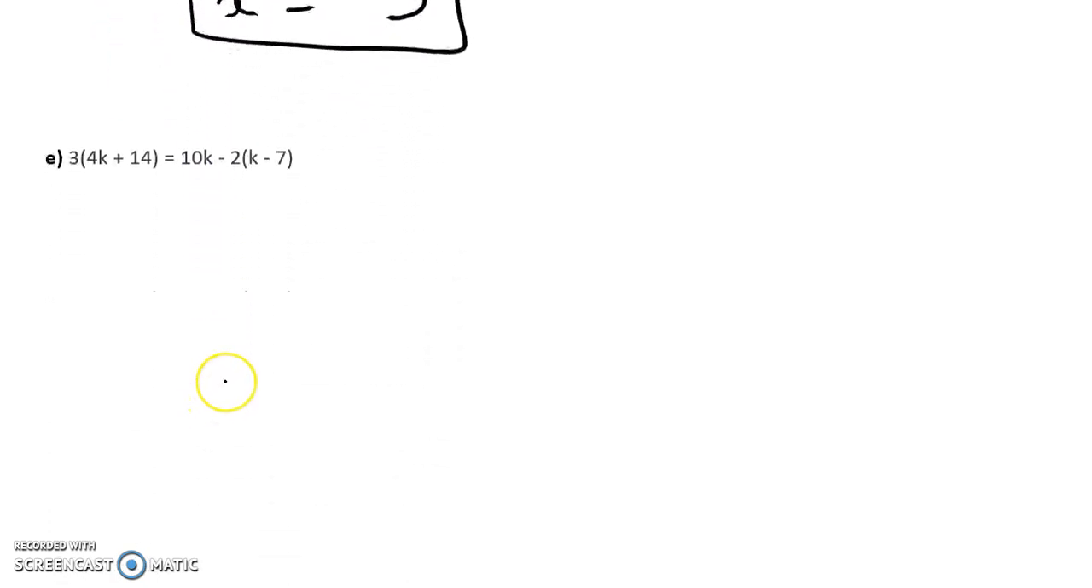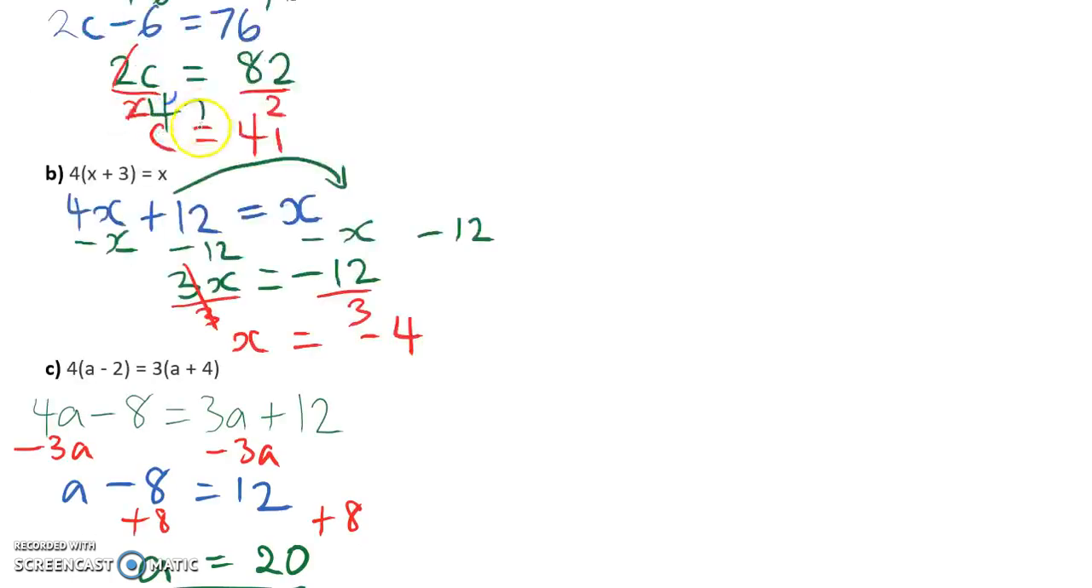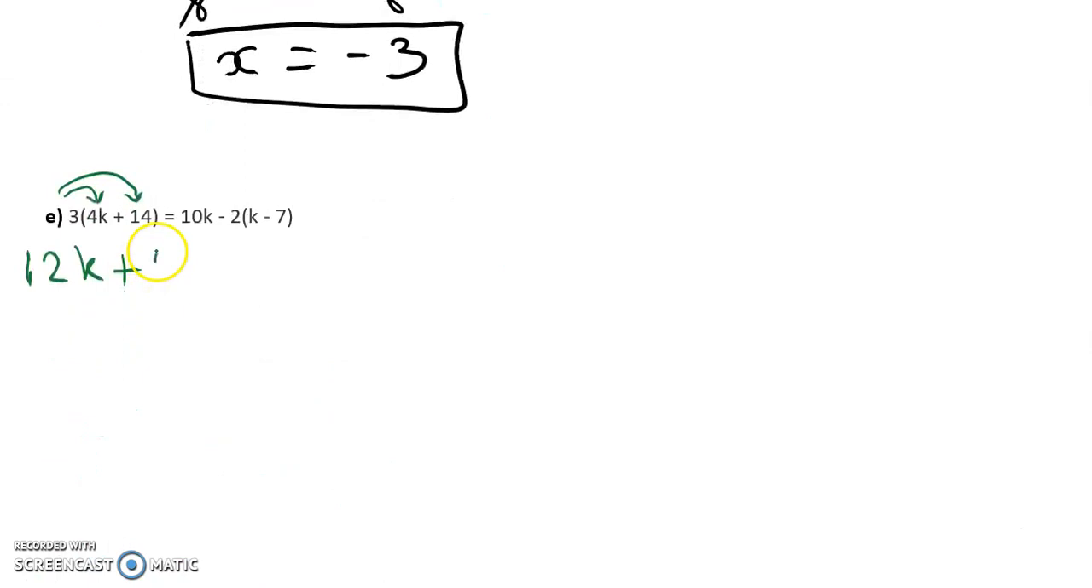Question E, again, it's looking a bit more tricky than what we dealt with, but that's okay. So multiply through as we would before. Okay, so each term inside by the thing out the front. So I've got 12k plus 3 lots of 14. Let's try and do that in my head quickly. So that's 42. Sorry about that. And the 10k just stays as it is.